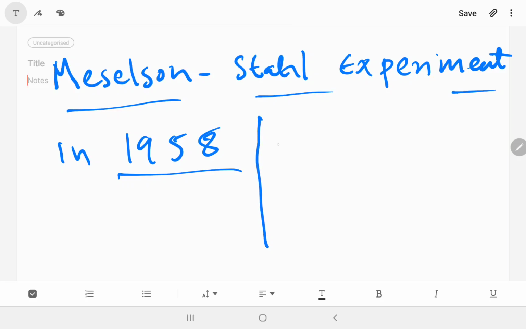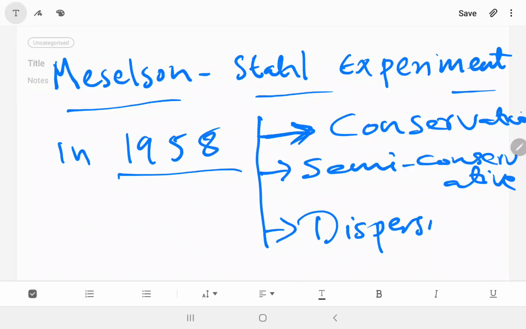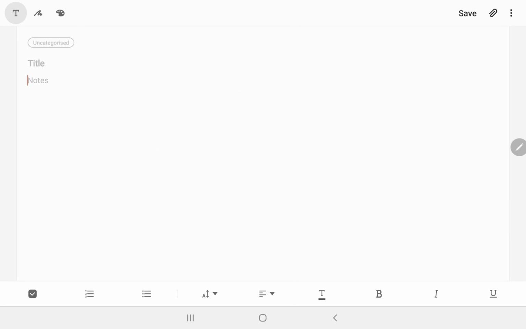A DNA can replicate in three ways. There are three possibilities. One is called the conservative model. The second one is the semi-conservative model. The third one is the dispersive mode of replication. These are the three models of replication.